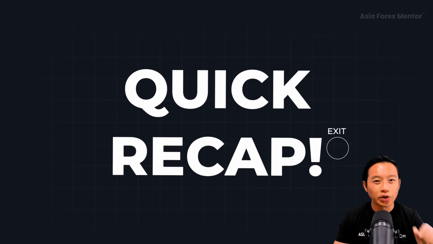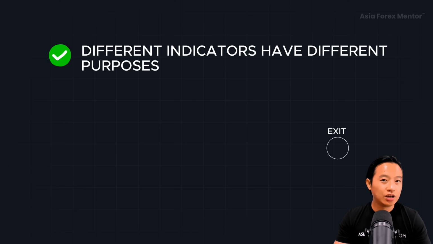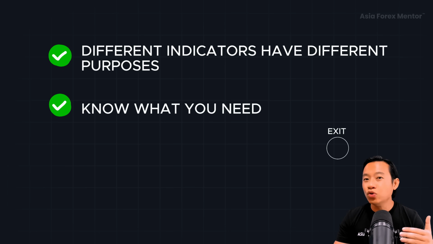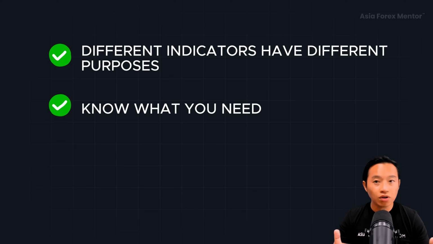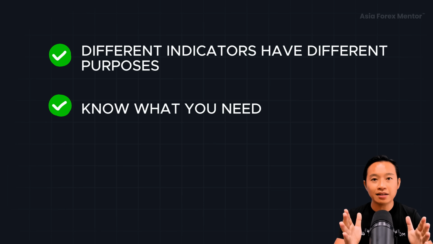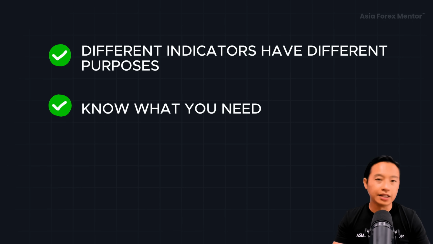So let's do a quick recap. Number one, it is important to understand that different indicators serve different purposes. You must be clear about the purpose of each indicator that you use in your trading strategy. Number two, it's important to know what you need from your indicators. Are you trying to identify the market conditions, looking to manage your trades, or identify areas of value, or something else? When you understand your specific requirements, this will help you to select the most appropriate indicators.